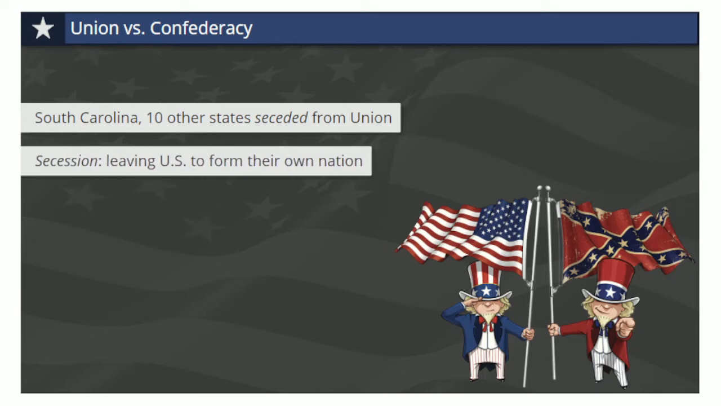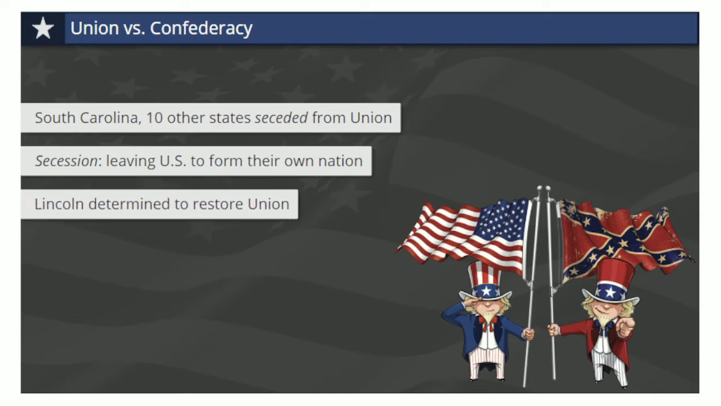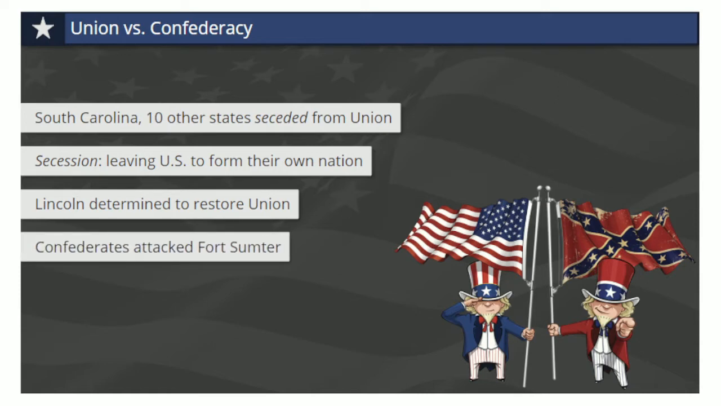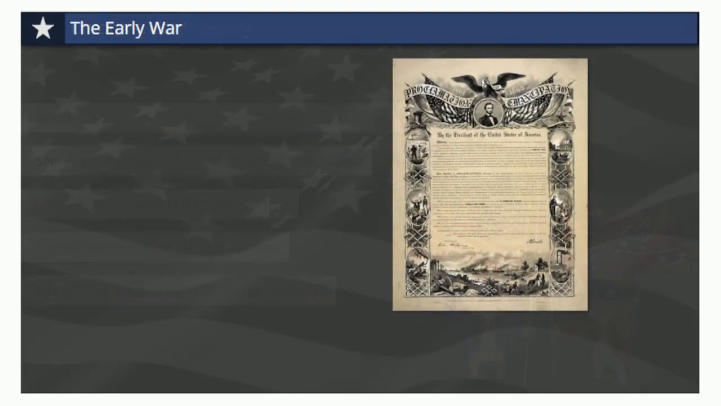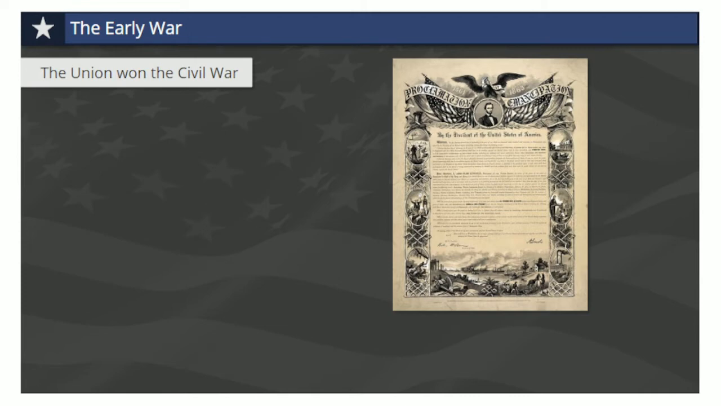The Civil War began after South Carolina led 10 other states in seceding from the Union. This means that they attempted to leave the United States to form their own nation. President Lincoln was determined to prevent secession and restore the Union. After Confederates attacked Union forces at Fort Sumter, Lincoln raised an army to put down the rebellion, and the war began.